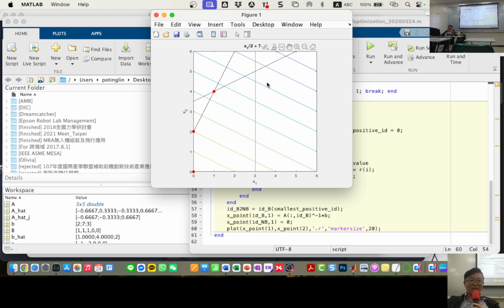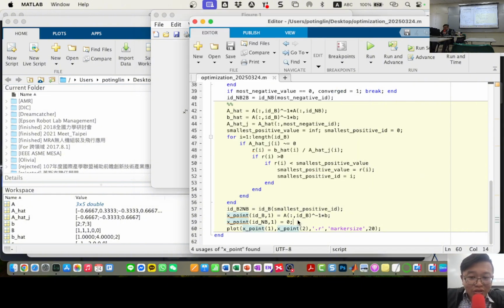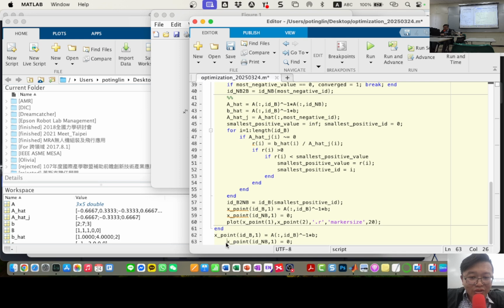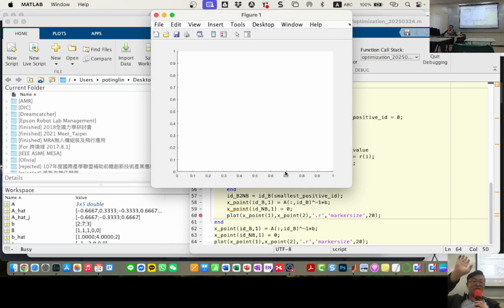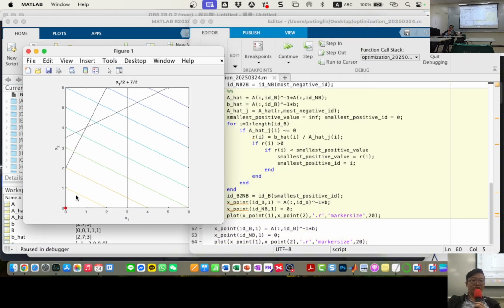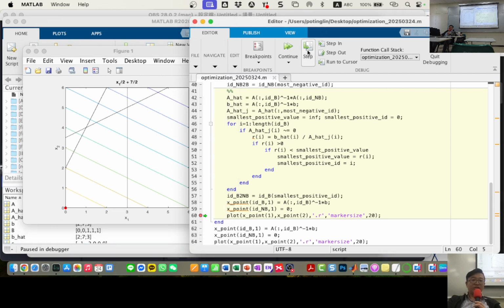And how come it doesn't plot out the last one? Because outside, we didn't ask it to plot. So that was the final step. So every time before you plot, I will pause so you can see. Pause right here. Okay. So initially we were here, and then continue. Next iteration, we end up here.